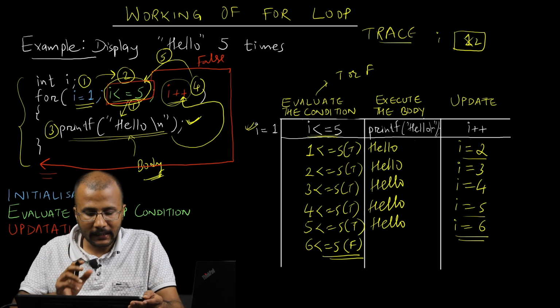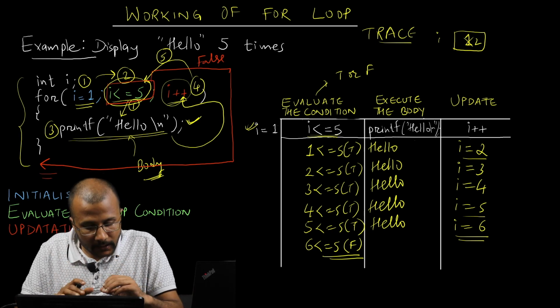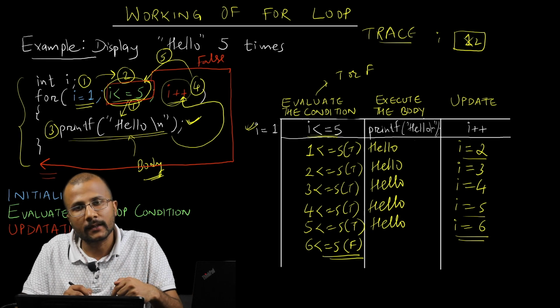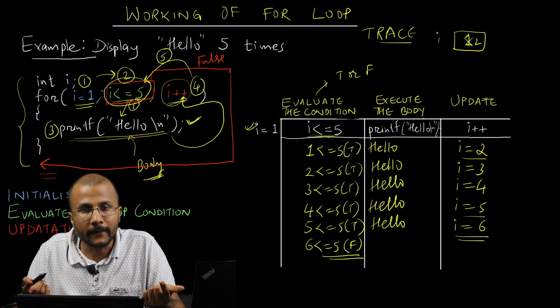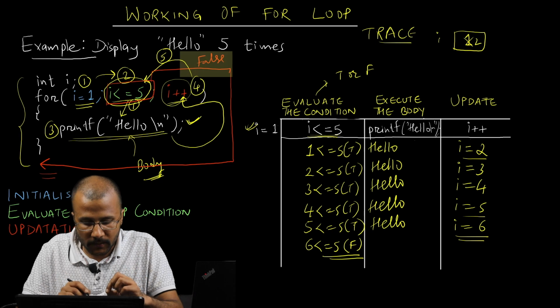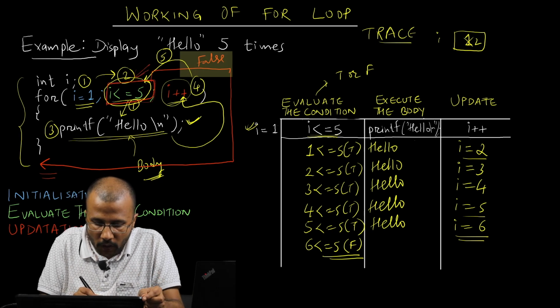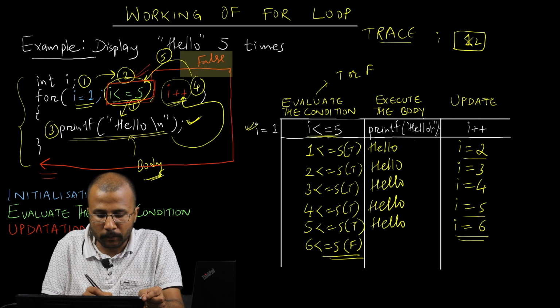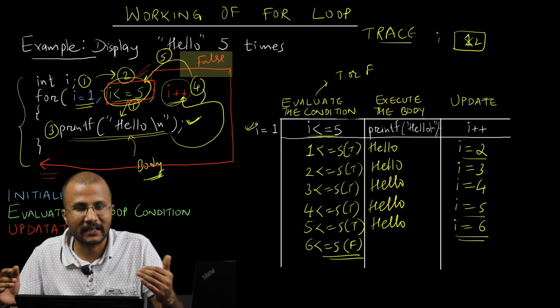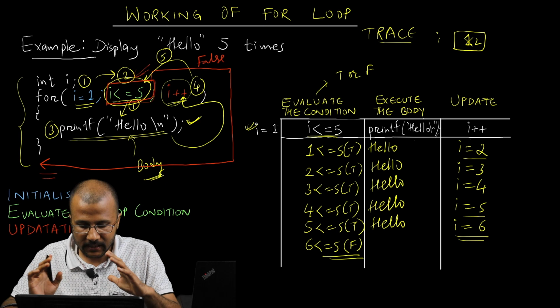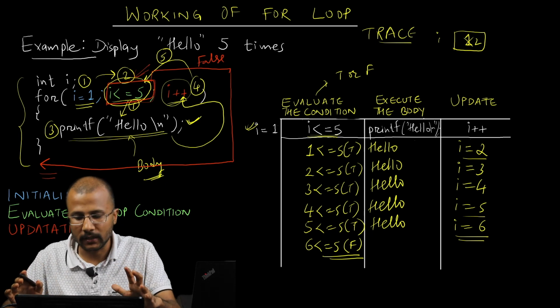So the meaning here is very simple. Until and unless the condition is true, you go inside the body and execute the statements inside the body. Whenever the condition becomes false, this condition put here in step number 2, you exit the loop and the looping stops, the repetition stops. This is how a for loop actually works.